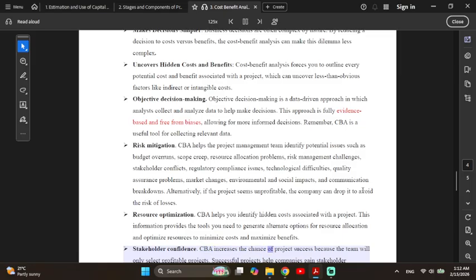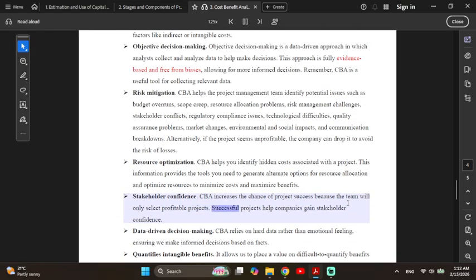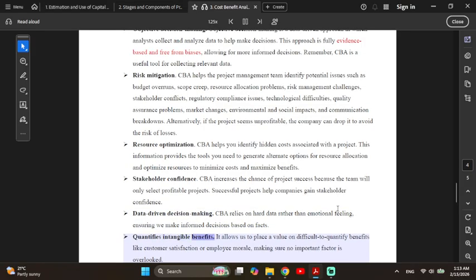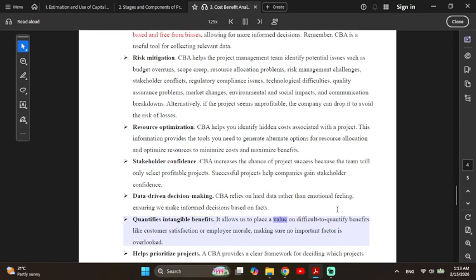Stakeholder confidence. CBA increases the chance of project success because the team will only select profitable projects. Successful projects help companies gain stakeholder confidence. Data-driven decision-making. CBA relies on hard data rather than emotional feeling, ensuring we make informed decisions based on facts. Quantifies intangible benefits. It allows us to place a value on difficult-to-quantify benefits like customer satisfaction or employee morale, making sure no important factor is overlooked.